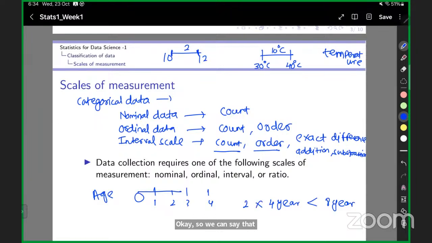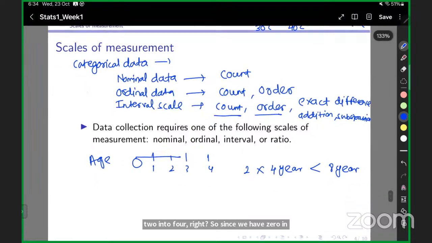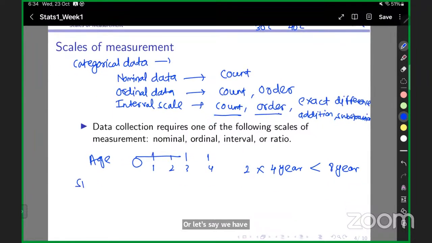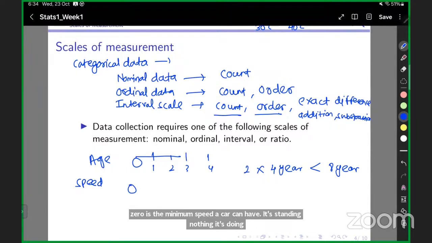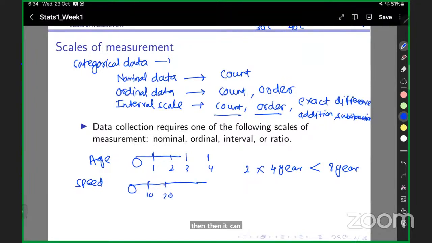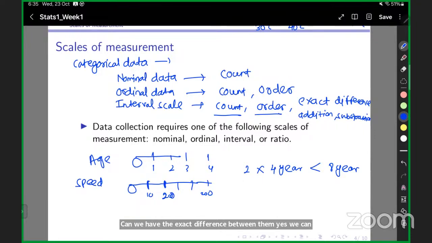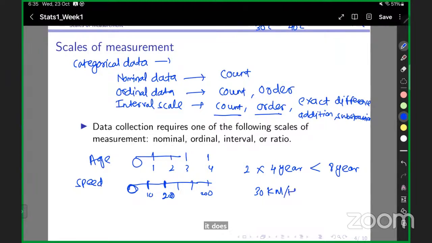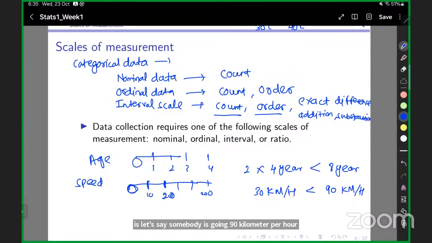2 into 4, right? Since we have 0 in it, or let's say we have speed, the speed of a car. 0 is the minimum speed a car can have, right? It's standing, doing nothing. Then it can go at some speed, let's say 10 kilometers per hour, 20, then it can go up to any number, let's say 200. Now we have the exact difference between them, right? 20 minus 10 is 10 kilometers per hour more speed. And since there is 0, if somebody is going at 30 kilometers per hour and somebody is going at 90 kilometers per hour, then we can say he is going thrice as fast as this 30 kilometers per hour, right? Since we have the true zero, absolute zero present in this, we can do multiplication and division.